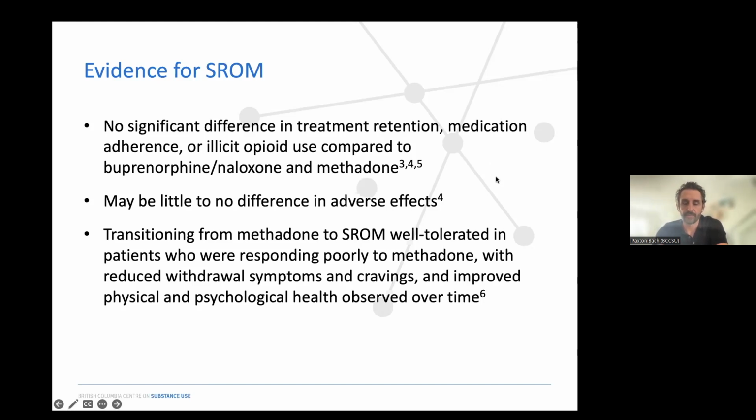Probably little to no difference in adverse effects, although there's one particular study that says in some people there may be slightly fewer subjective adverse effects on SROM compared to methadone. Transitioning from methadone to slow-release oral morphine is quite well tolerated in patients who are responding poorly to methadone, leading to reduced withdrawal symptoms and cravings, and improved physical and psychological health observed over time. So it's quite analogous to methadone, with certainly differences in its characteristics and situations where it may be better or worse.